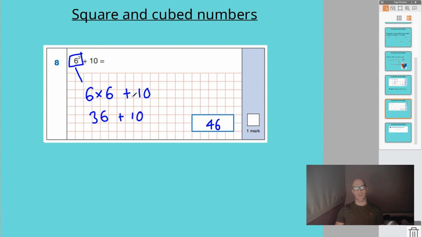It's actually testing two things there: that you can understand what a square number is, and that you do the multiplication before you do the addition. Another mark, well done us.